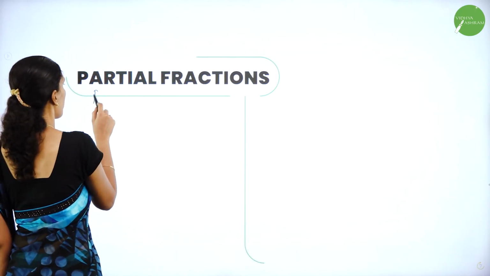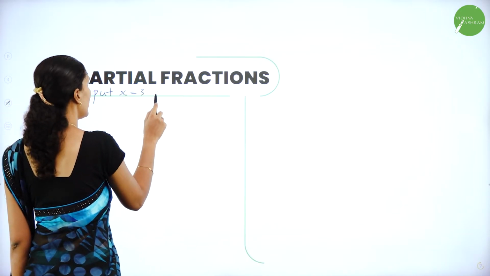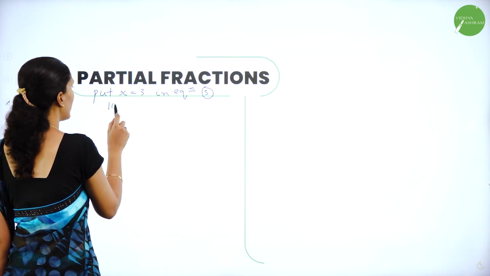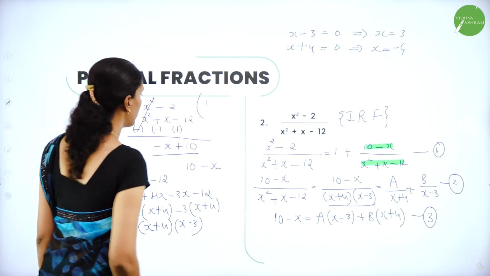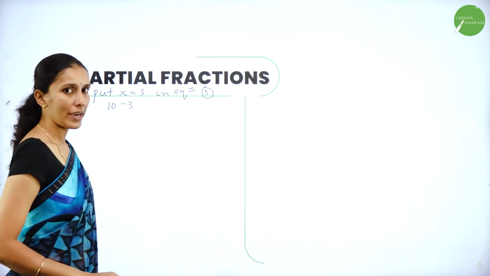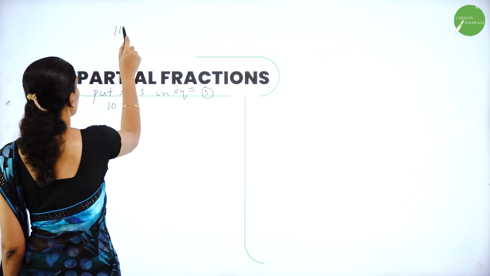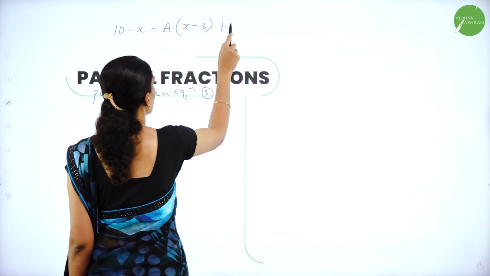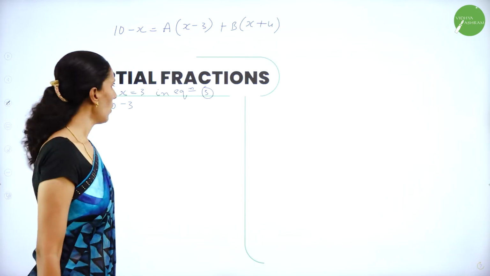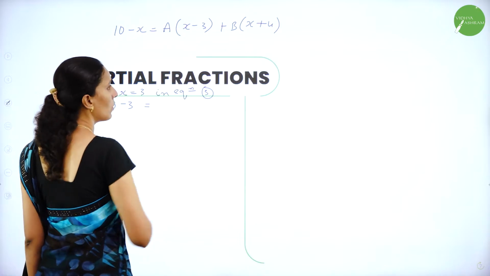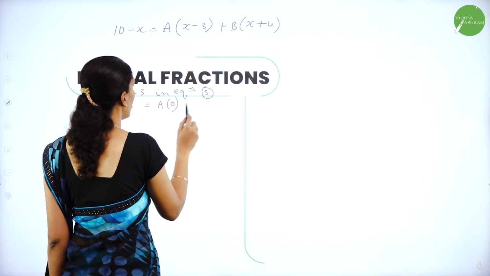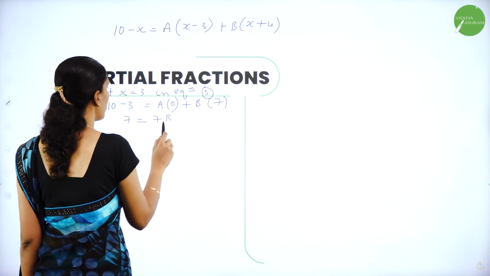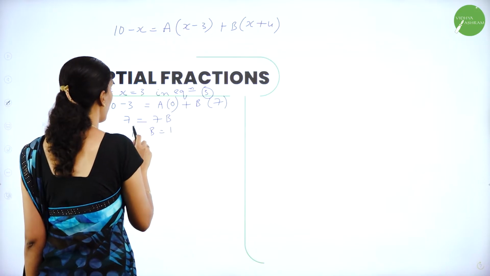So put x is equal to 3 in equation 3. What happens? I'll write the equation here once again: 10 minus x is equal to a into x minus 3 plus b into x plus 4. When you put x is equal to 3 here, a becomes 0 and b becomes 7. So 7 is equal to 7b. Therefore, b is equal to 1.